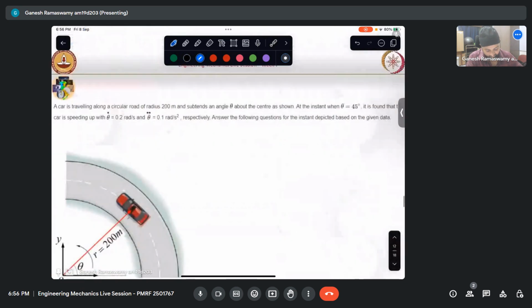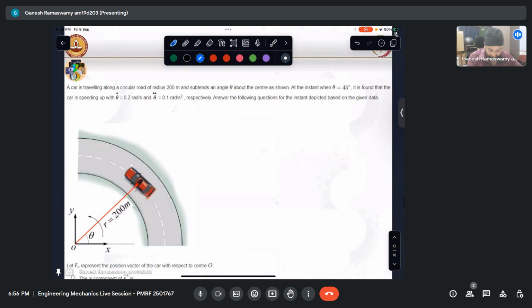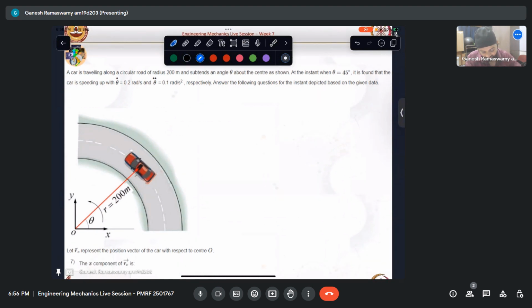Okay, so let us look at this problem. A car is traveling on a circular road. So we have this as a circular road, and then this car is traveling on it. And the distance from where we are observing it, it is at a radial distance of 200 meters. And it subtends an angle theta like that. So this is angle theta with the x-axis. So we have been given the coordinate system x, y, and then this is at a radial distance of 200, which has subtended at angle theta.